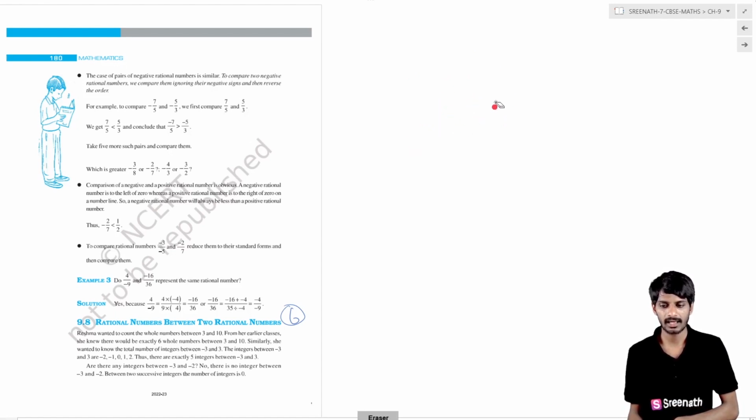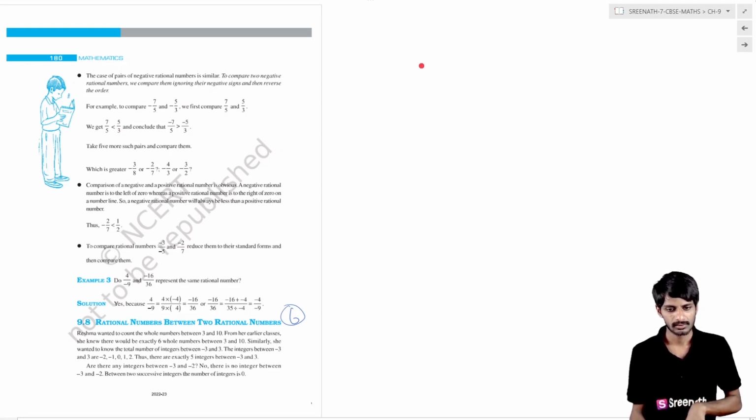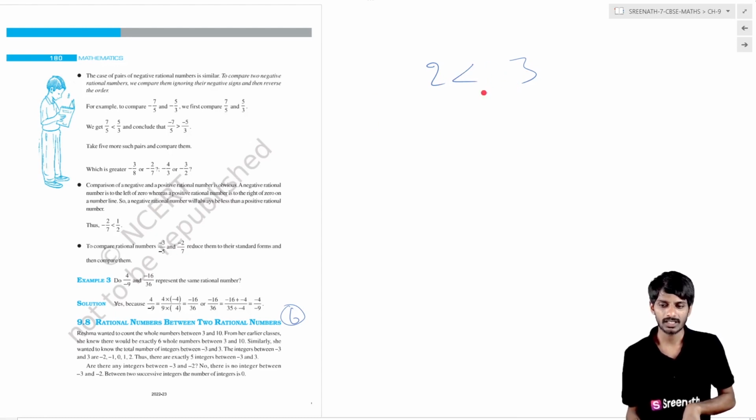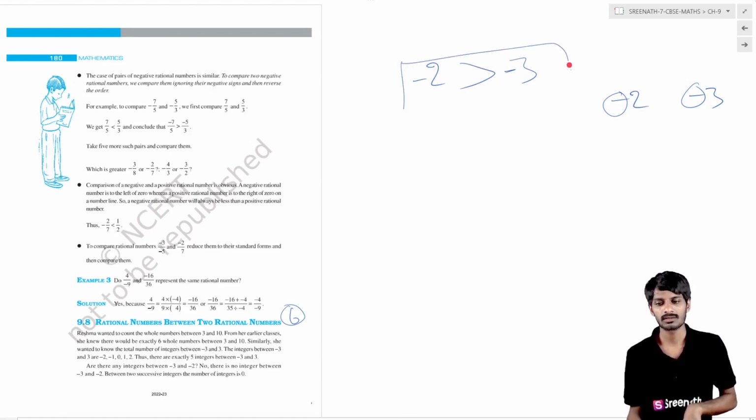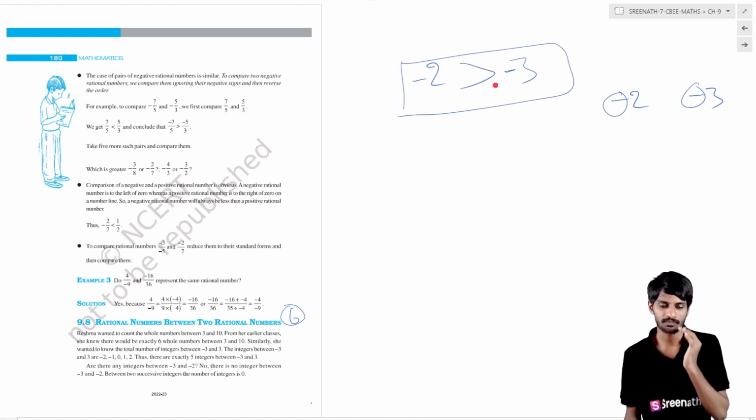If you can't understand, I will explain clearly one more time. Suppose you have 2 and 3, 2 is less than 3, but you have to compare minus 2 and minus 3. Normally 2 is less than 3. Just write it, and whenever you are having minus symbols, just reverse this sign. So minus 2 is greater than minus 3. That is the first thing.